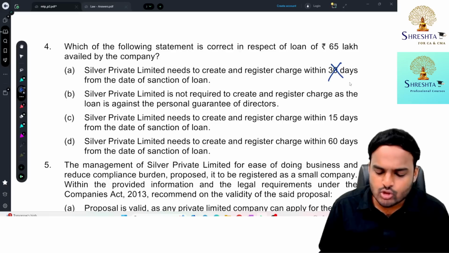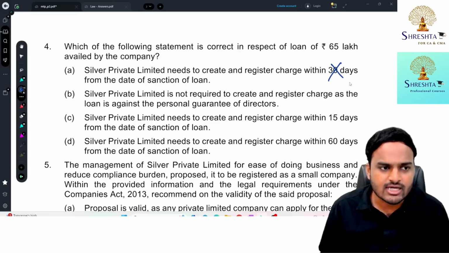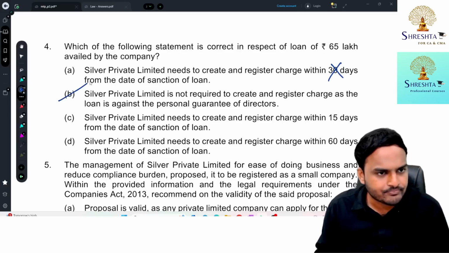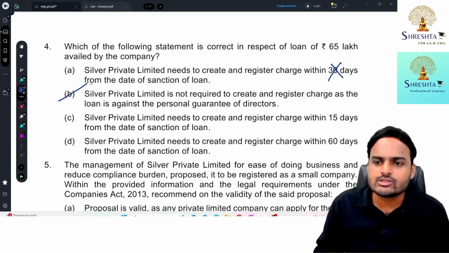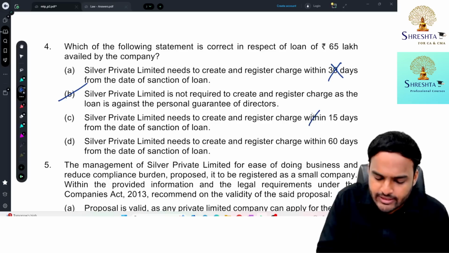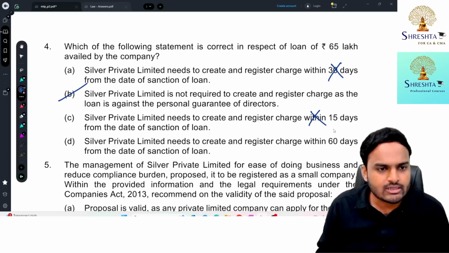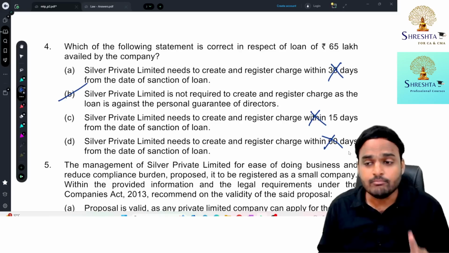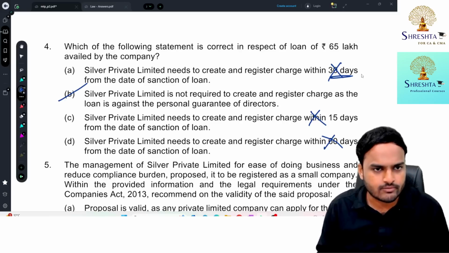Silver Private Limited is not required to create and register charge as loan is against personal guarantee of the directors. Correct. Silver Private Limited needs to create and register charge within 15 days. Wrong option. Silver Private Limited needs to create and register charge within 60 days. Wrong option. Time point of view, 30 days is the correct option.